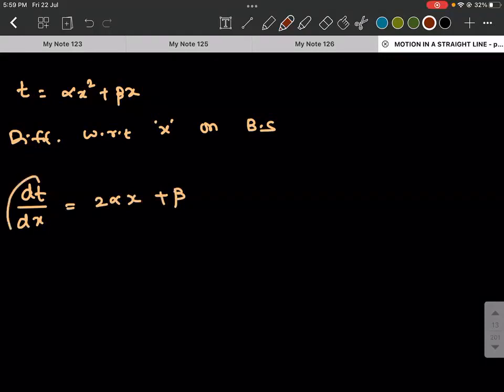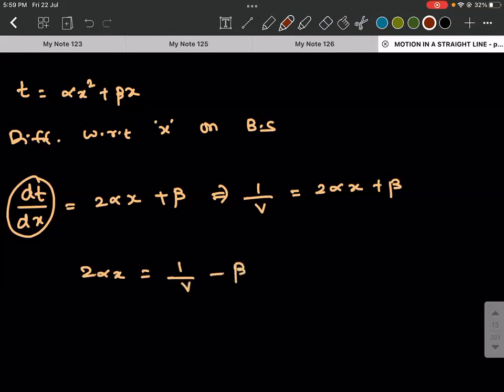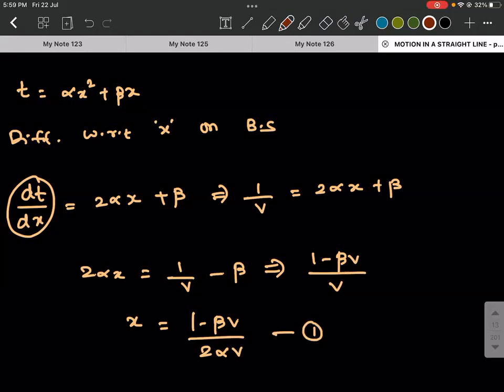But what is dt by dx? It is 1 by v, which is equal to 2 alpha x plus beta. So 2 alpha x is equal to 1 by v minus beta, or this can also be written as (1 minus beta v) divided by v. So x will be equal to (1 minus beta v) divided by 2 alpha into v. Let me call this equation number 1.